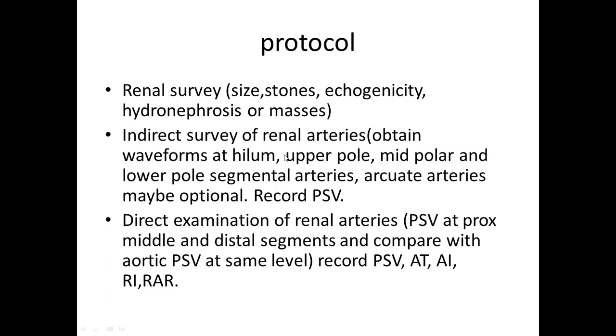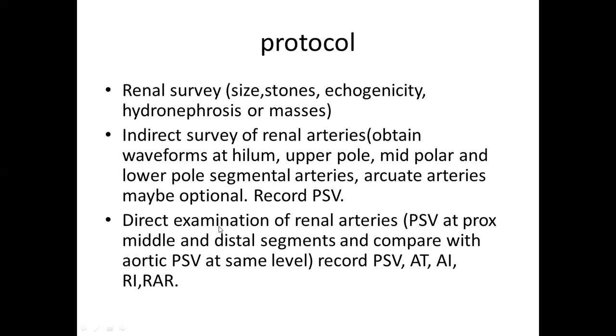This is in the indirect survey. So our peak systolic velocity should not be more than 200 centimeters per second. Some departments, I just heard, only do the indirect survey. If the indirect survey is normal, then they don't concentrate on the direct survey. But according to me, that practice is wrong. You have to do both the indirect and the direct survey, even if the indirect survey appears normal.